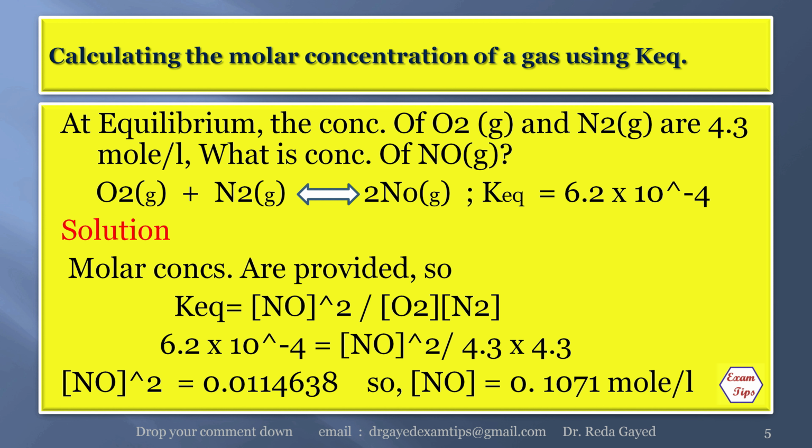Another example, calculating the molar concentration of a gas using K equilibrium. The question says, at equilibrium, the concentrations of oxygen gas and nitrogen gas are 4.3 mole per liter. What is the concentration of nitrogen oxide gas? Here is the chemical equation: oxygen plus nitrogen gives nitrogen oxide, and the K here is 6.2 by 10 to the -4.